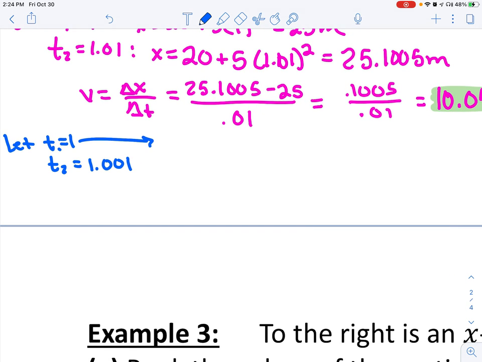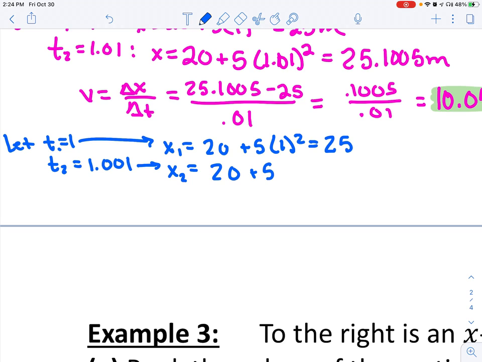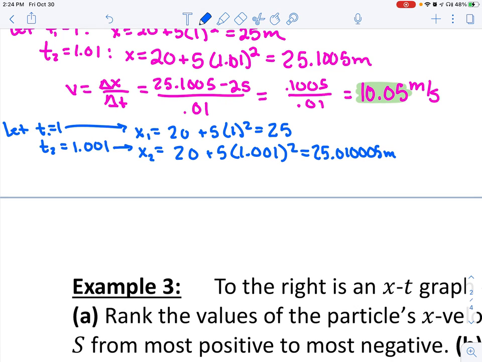Let's plug that in. So x, my position, would be 20 plus 5t squared, which we have done like 4 times now. This position, position 2, is 20 plus 5 times 1.001 squared. Please pause the video, plug that in your calculator, make sure that you can get 25.010005 meters. So we can really see this is making sense, right? Because the shorter the time, the less far he has traveled.